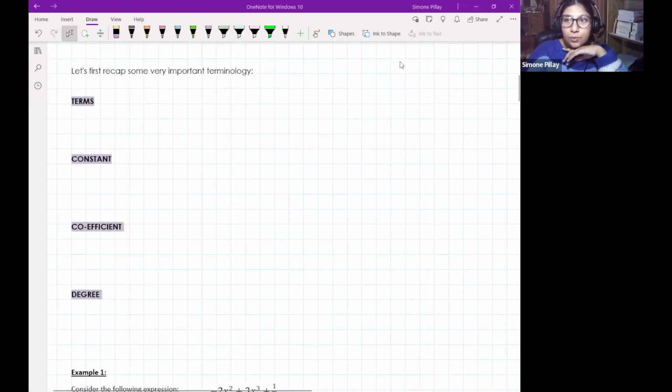What we want to do is go ahead and recap terminology. Now, I'm sure most of you would have started this at school already because exams are coming up and 100% you guys are getting tested on this. So let's do some exam revision for you guys. Can somebody tell me what is a term? How will I know when something is a term?